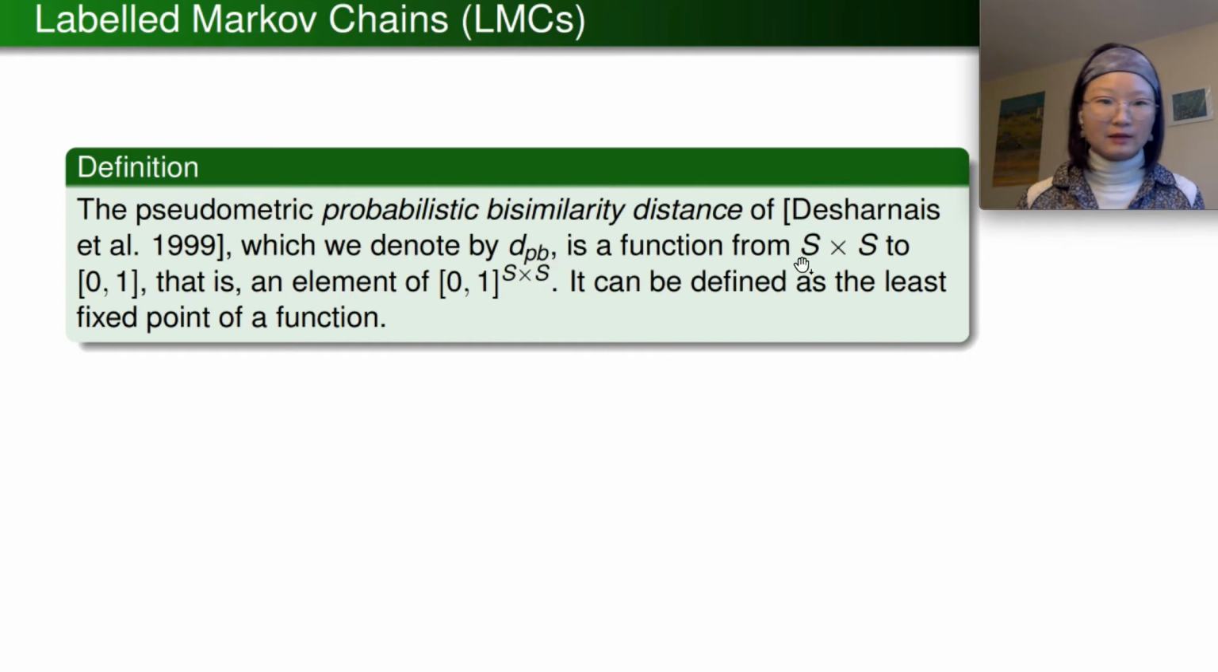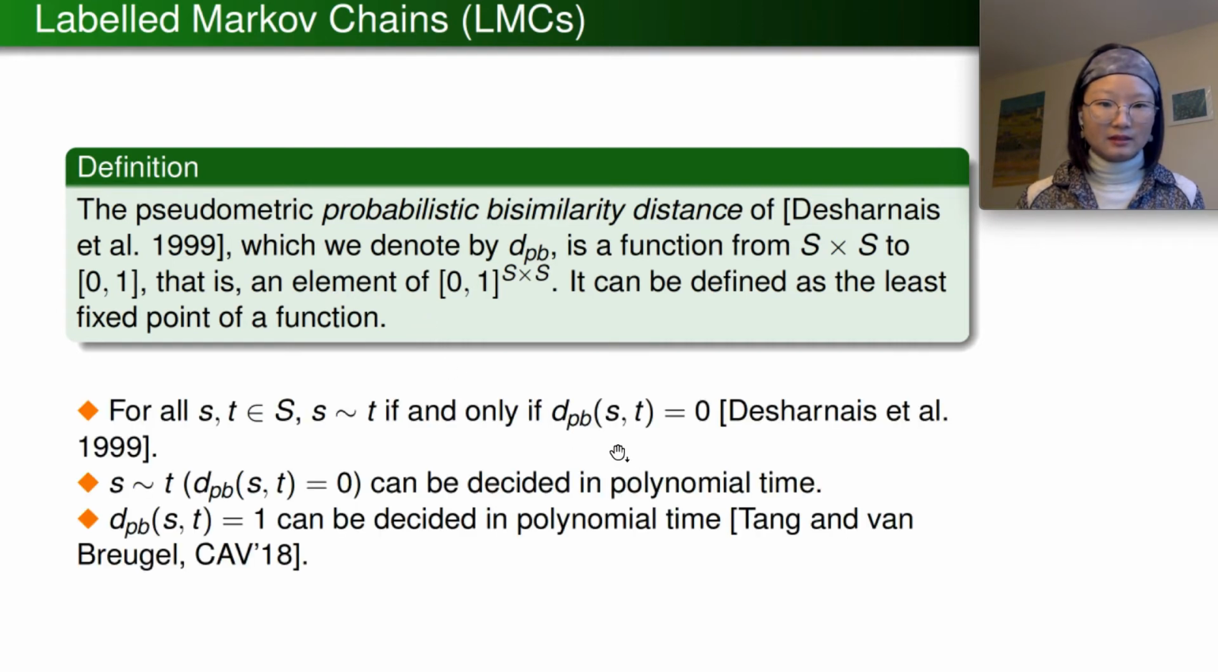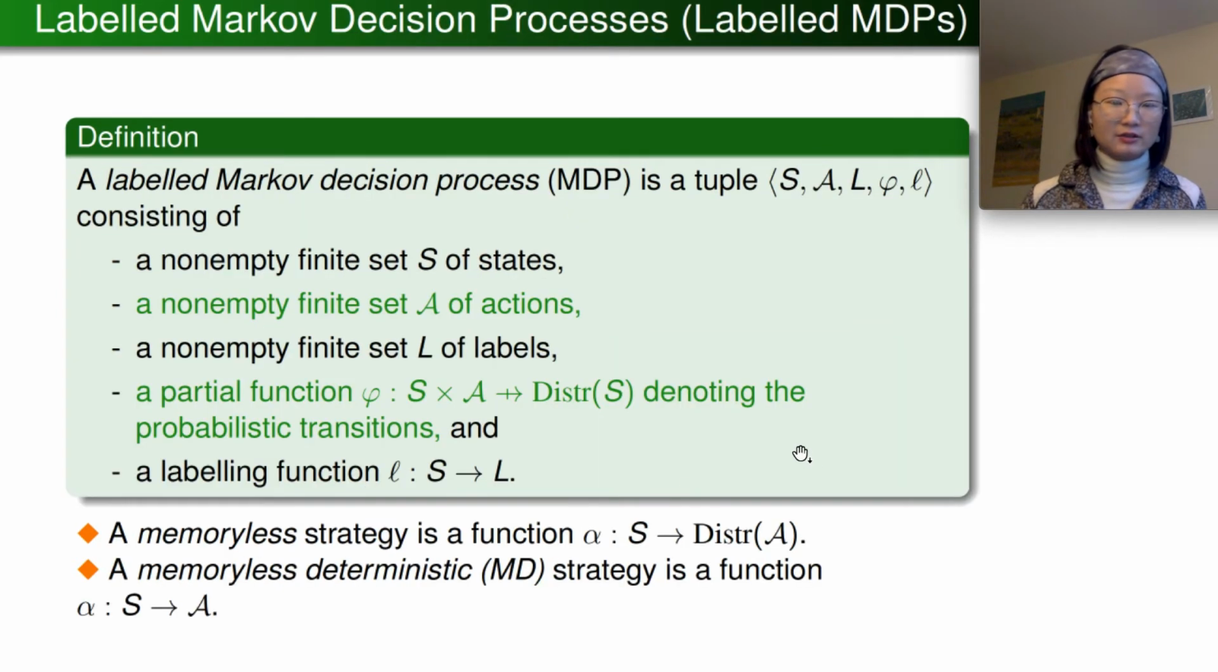it is on a pair of states. It can be defined as a least fixed point of a function. In parallel with the total variation distance, the probabilistic bisimilarity distance 0 is equivalent to probabilistic bisimilarity, and it is also polynomial time to decide probabilistic bisimilarity distance 0 and 1. Having introduced the labeled Markov chains, now let's move on to the other model of interest, labeled MDP.